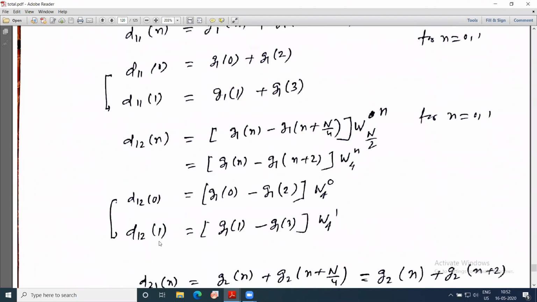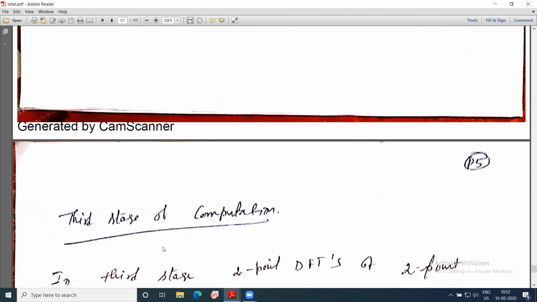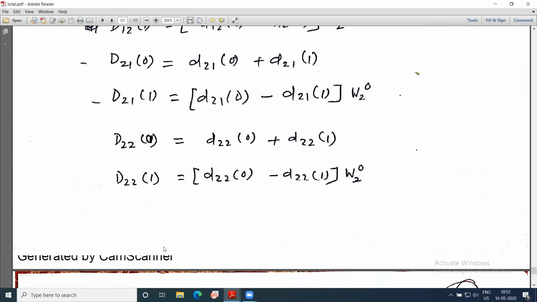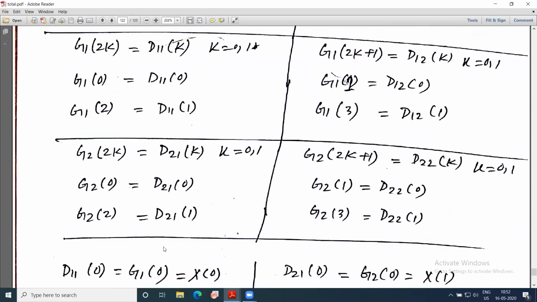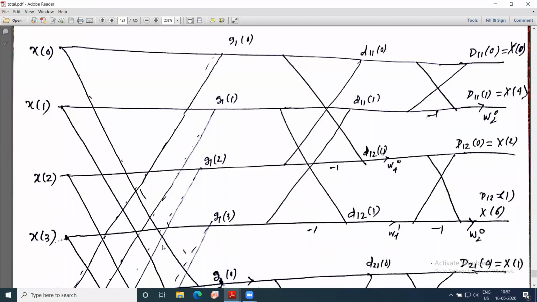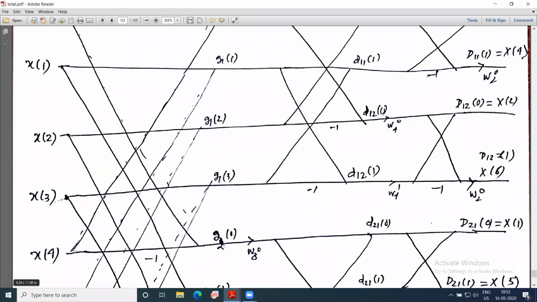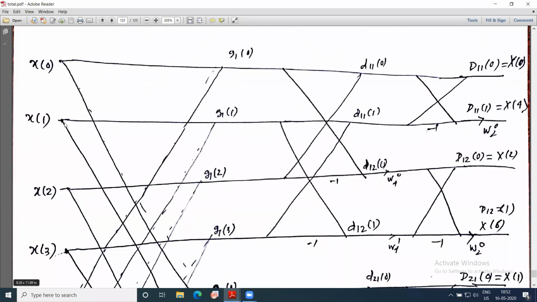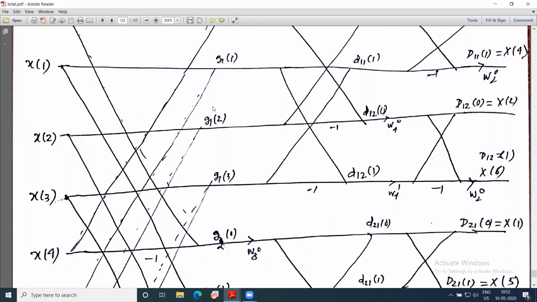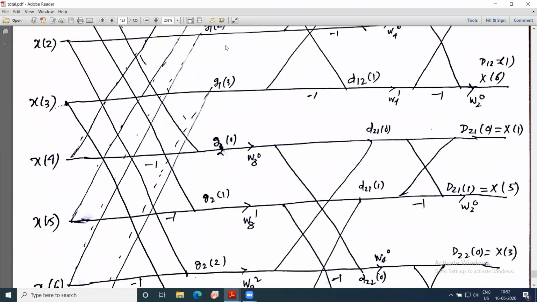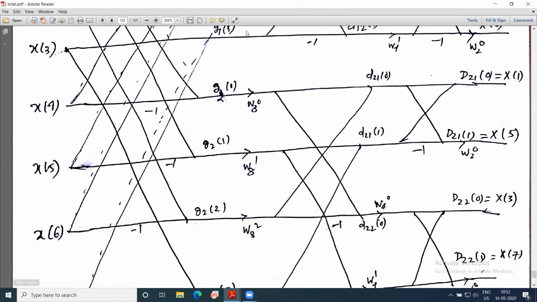Now let us do that first. Now if you go there, then this will be G10, G10 equal to x0 plus x4. So this is x4 and this is x0, that will be G1 of 0. Similarly, x1 and x5 will give you G1. Like that, you will get G2 and G3. G2 and G3 will be x2 and x6, and x3 and x7 respectively.